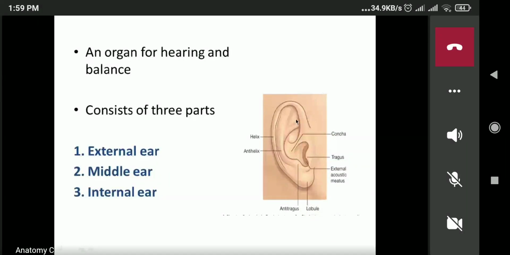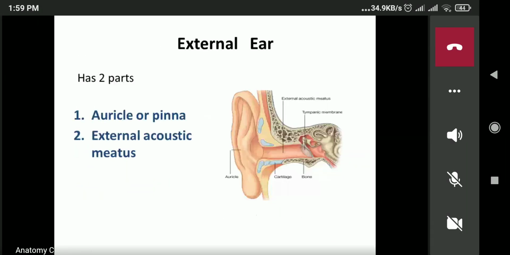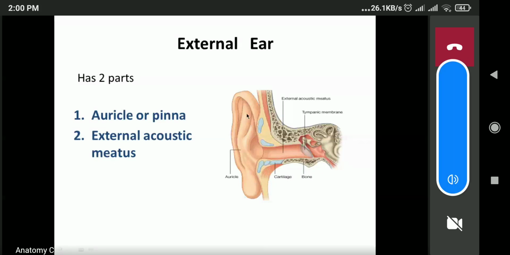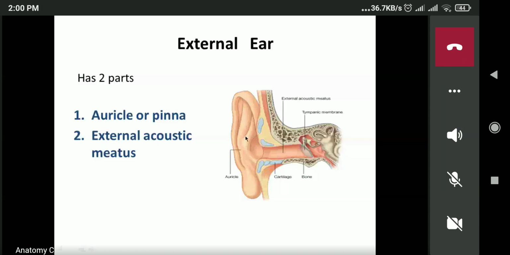Middle and the internal ear. Okay. So the external ear, which mainly consists of the auricle. So this is the auricle, also known as the pinna. And it also consists of the external acoustic meatus.